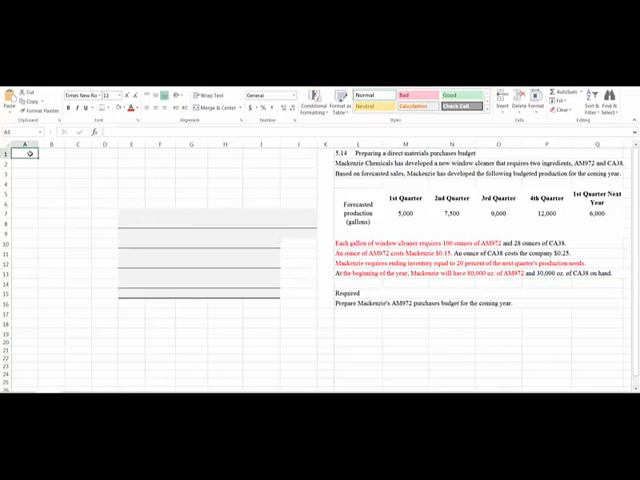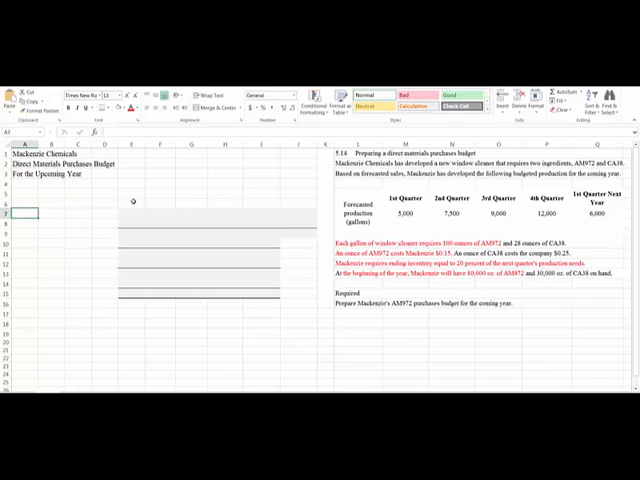All right, so let's get started. We're going to make a heading. Call this McKinsey Chemicals Direct Materials Purchases Budget for the upcoming year.